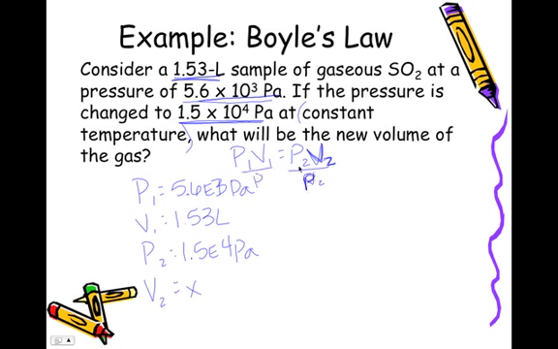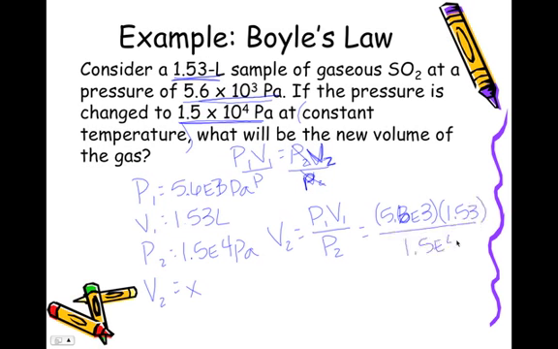Divide both sides by P2. My P2s will cancel out, leaving behind just V2. So V2 is equal to P1 V1 over P2. So now I just substitute in my numbers. P1 was 5.6 times 10 to the 3rd, times V1 of 1.53, divided by P2, which is 1.5 times 10 to the 4.